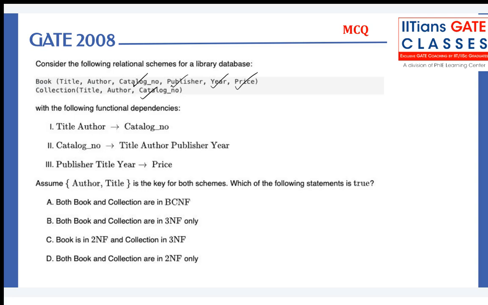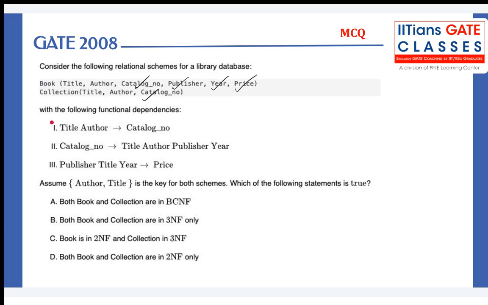Okay. Now, first look at book, right? First look at the schema of book. In book, the relation isn't in 2NF, right? Because first there is this dependency, title author gives you catalog number, and title author is not a proper subset of the candidate key. And the second dependency has catalog number, which is a non-prime attribute. Since it's a non-prime attribute, for 2NF, you need not bother about it.